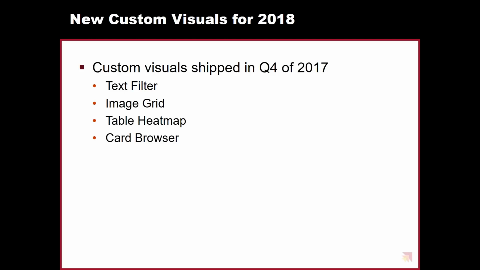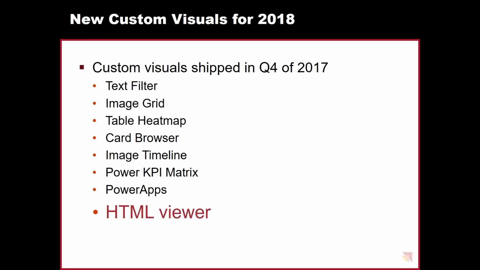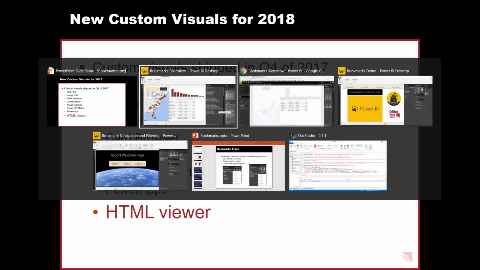Maybe you've seen people from Microsoft doing demos with that card browser. The baseball card demo is very cool. The image timeline, showing the presidents, also very cool. There's the Power KPI matrix that was added, and I've seen some really neat demos and videos based on that. The one that Chuck loves, Chuck Sterling, is the Power Apps custom visual. The one we care about here is the HTML viewer, just because I'm using that in our current demo.